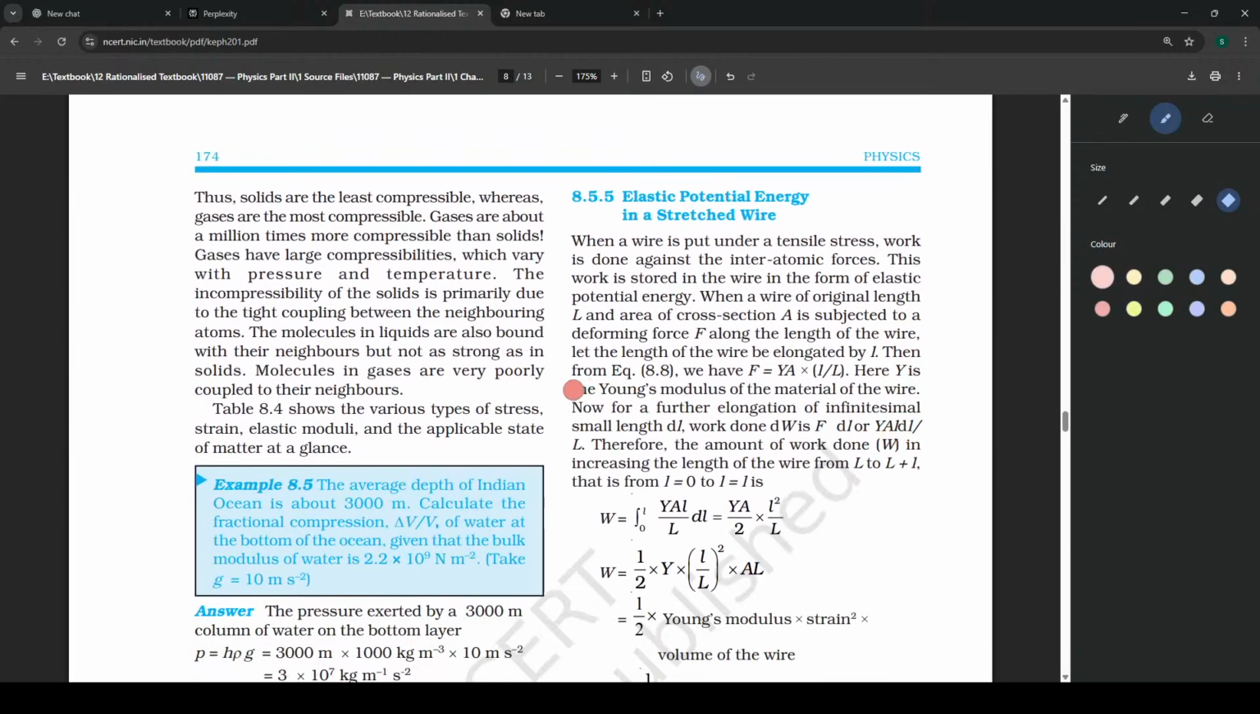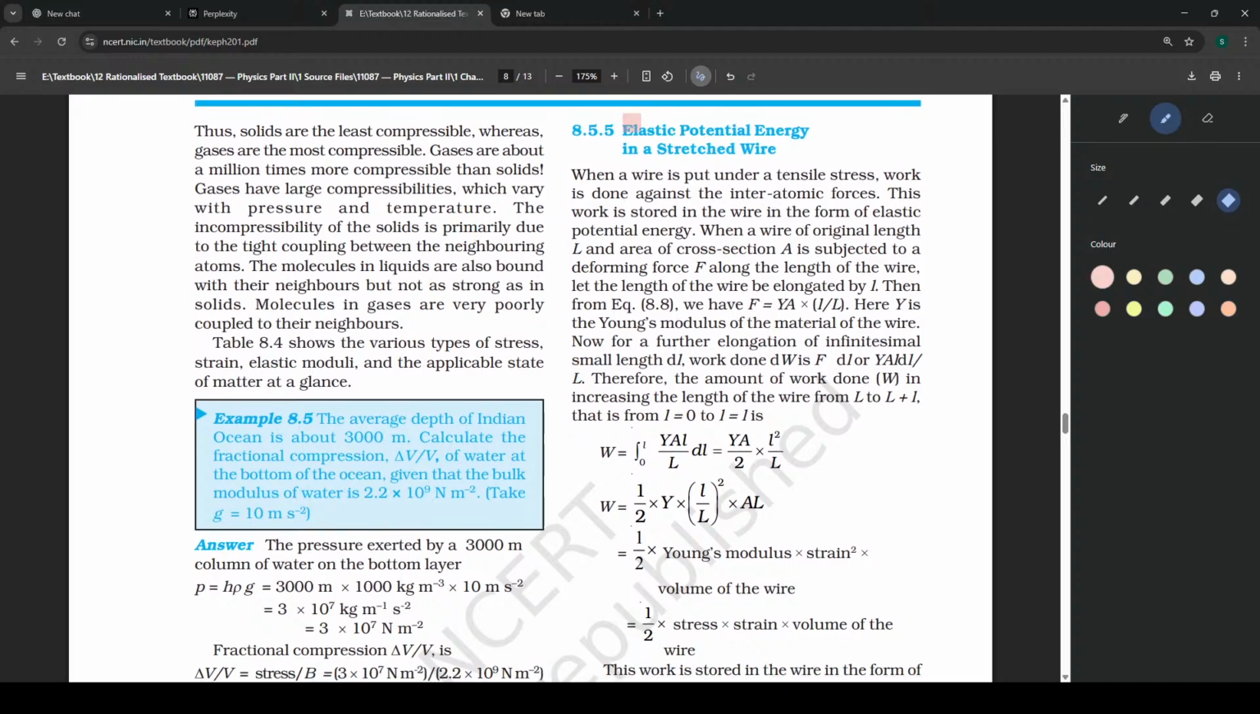There is one prior topic: elastic potential energy in a stretched wire. When a wire is put under a tensile stress, work is done against the inner atomic forces. Tensile stress is basically longitudinal stress, when we are pulling it, elongating the wire or a cylinder. Stress is force per unit area. This work is stored in the wire in the form of elastic potential energy.